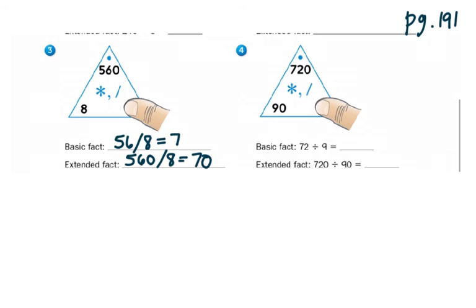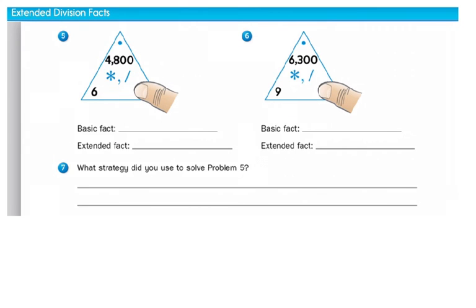For number 4, they said our basic fact is 72 divided by 9, which is 8. And now they extended to the quotient and the divisor. And in this case, the answer is still 8. I always tell the kids, this 0 cancels out this 0. Let's go to number 5. Our basic fact is 48 divided by 6. And what is the quotient, or the answer to that division problem? The answer is 8, or the quotient.